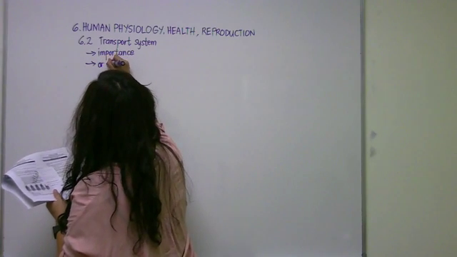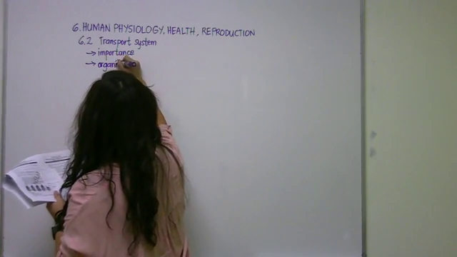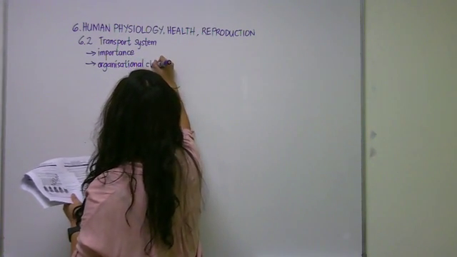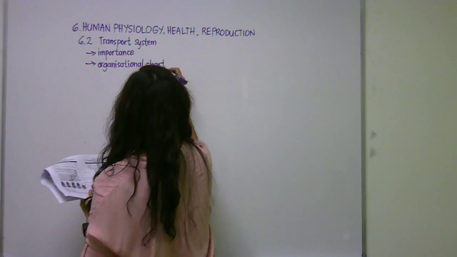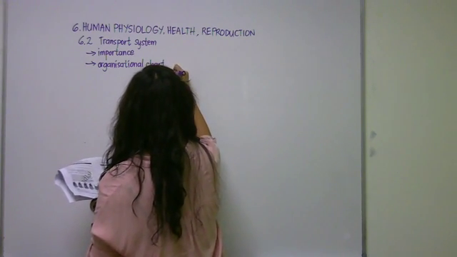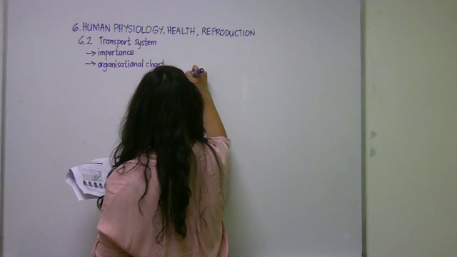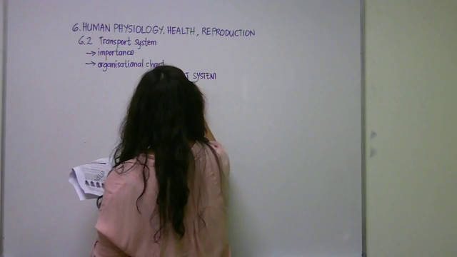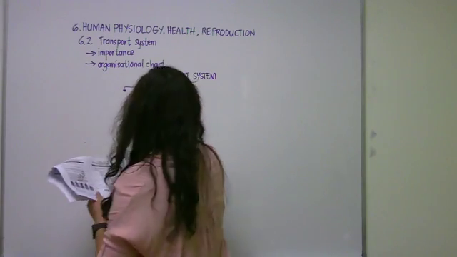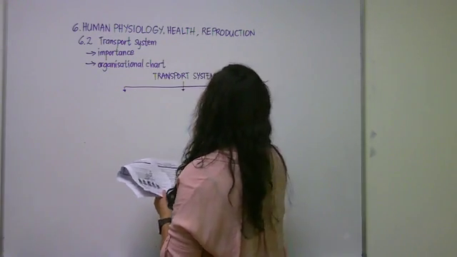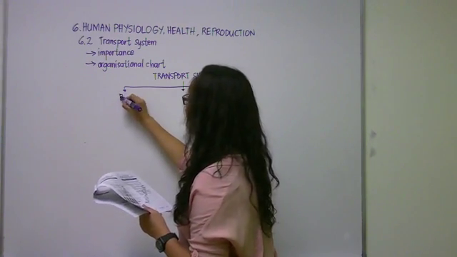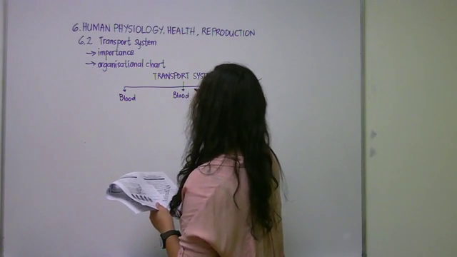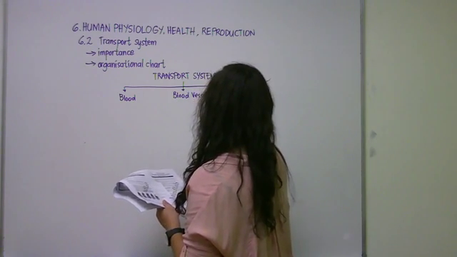So we have to include the organizational chart of the transport system. So let's just say we have the transport system here. It's subdivided into three areas. We have the blood, we have the blood vessels, and then we have the heart.